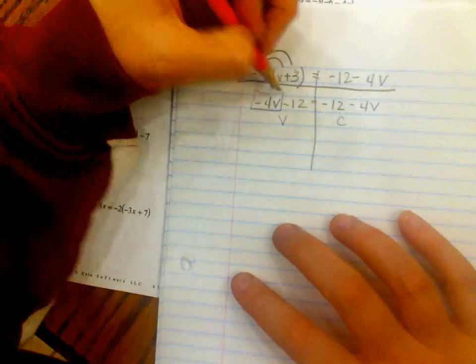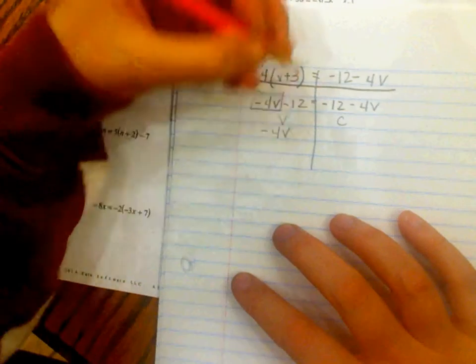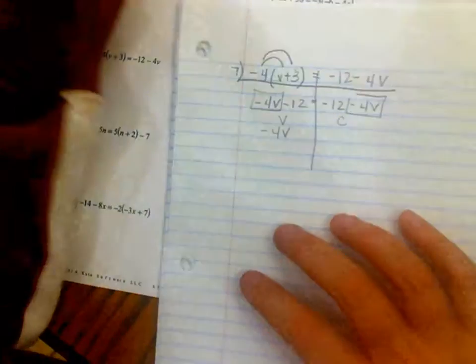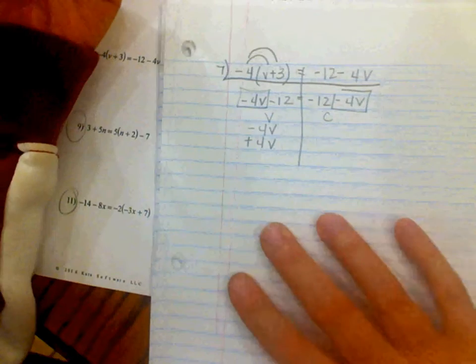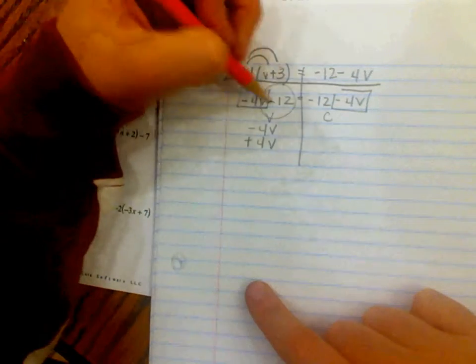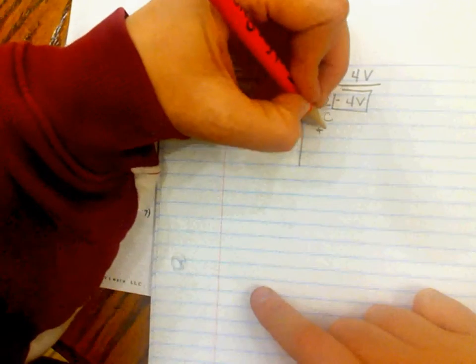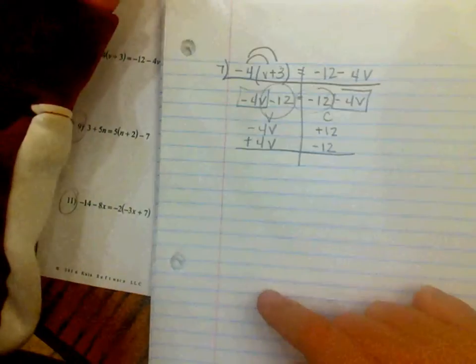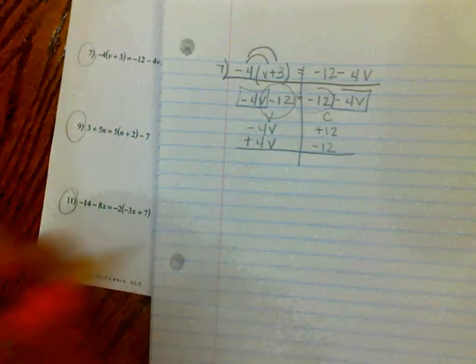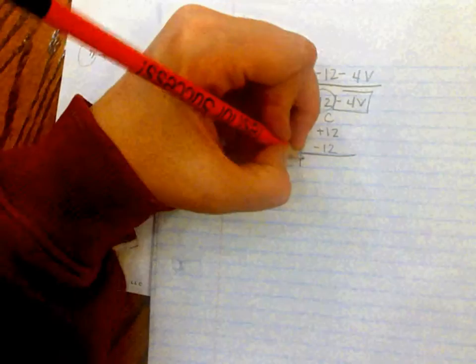Alright, my variable term here is a negative 4v. It's also a negative 4v here, but that's going to become positive 4v when you move it. Alright, my constant here I have a negative 12, but it's going to become a positive 12 over here, and another negative 12, which stays negative. Okay, now let's add all these up.